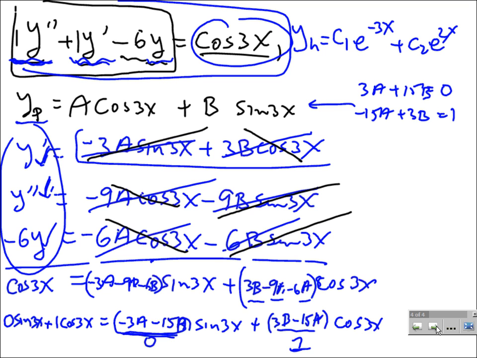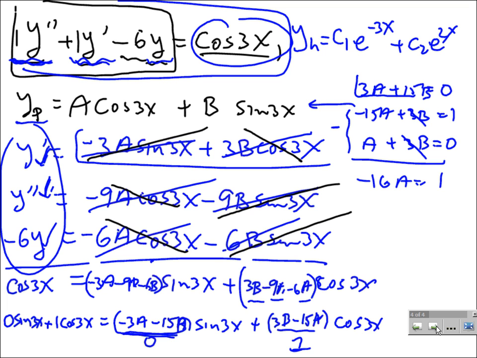I could divide this first equation by 3. So I get a plus 3b is 0. Now, these two equations, if I just subtract them, this is going to leave negative 15a minus a is negative 16a. 1 minus 0 is 1. So a is negative 1 over 16.